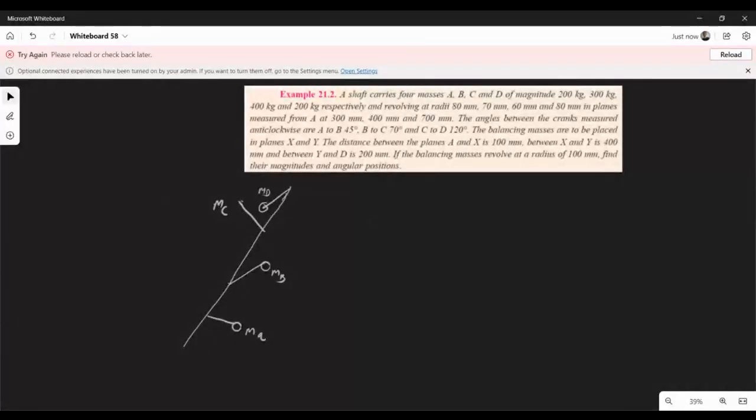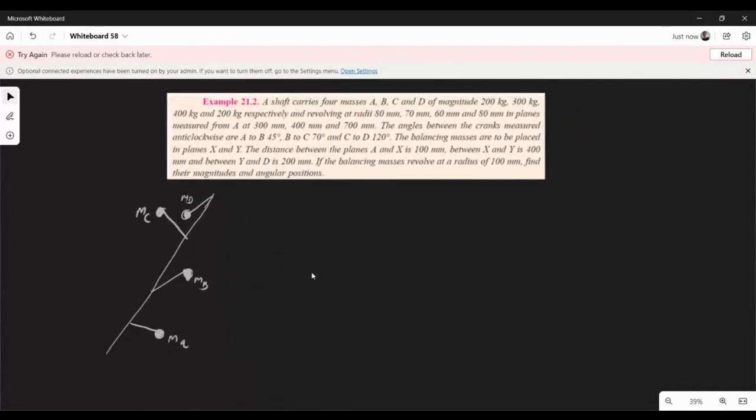So what I just basically did was sketch. That's mass A. That's 45 degrees. Obviously not to scale. That's C, 110 degrees, and that's mass D. Okay, just to give you an illustration of what's happening. So we can say that's a bearing there. That's fixed there. So this is obviously rotating. And we want to know where we place these masses.